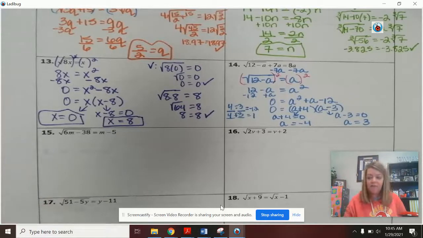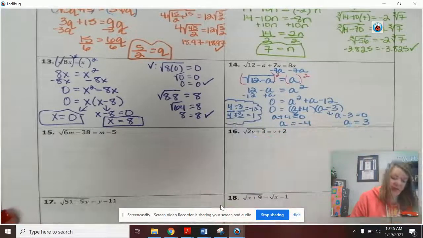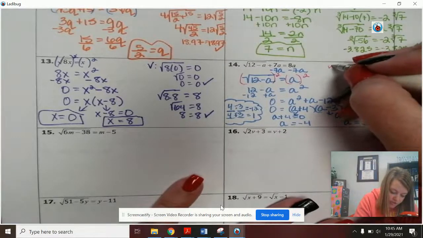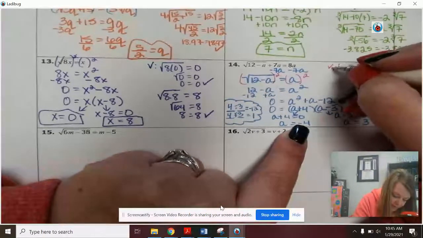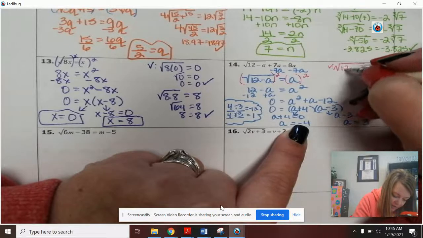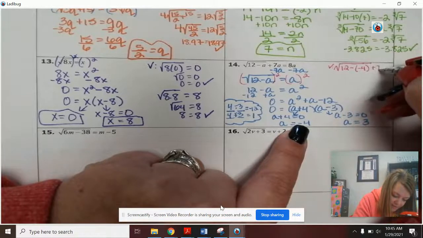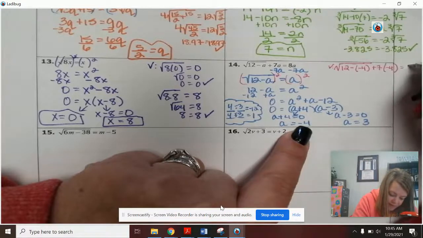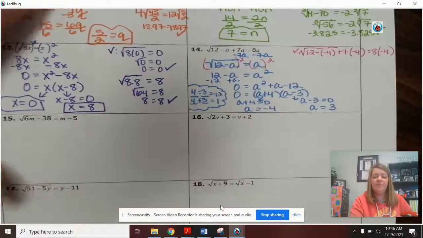All right, let's check. All right, I'm going to go over here and check in a different color because stuff's getting kind of put together here. I'll also pull this around because this was my factor information. Okay, so I'm going to check negative 4 first. So when I do the square root of 12 minus negative 4 plus 7 times negative 4 equals 8 times negative 4. All right, let's do some simplifying here and see what happens.